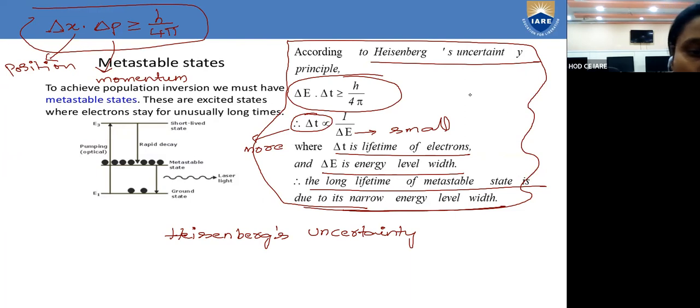Write this part down in your notes. Sometimes they ask this in a quiz question, or even in the viva. According to Heisenberg's uncertainty principle, lifetime is inversely proportional to energy level width. A metastable state has a long lifetime, so its energy level width is small, and because of this small width, its lifetime is more. Just copy this part in your notes; no need to copy what we already discussed.